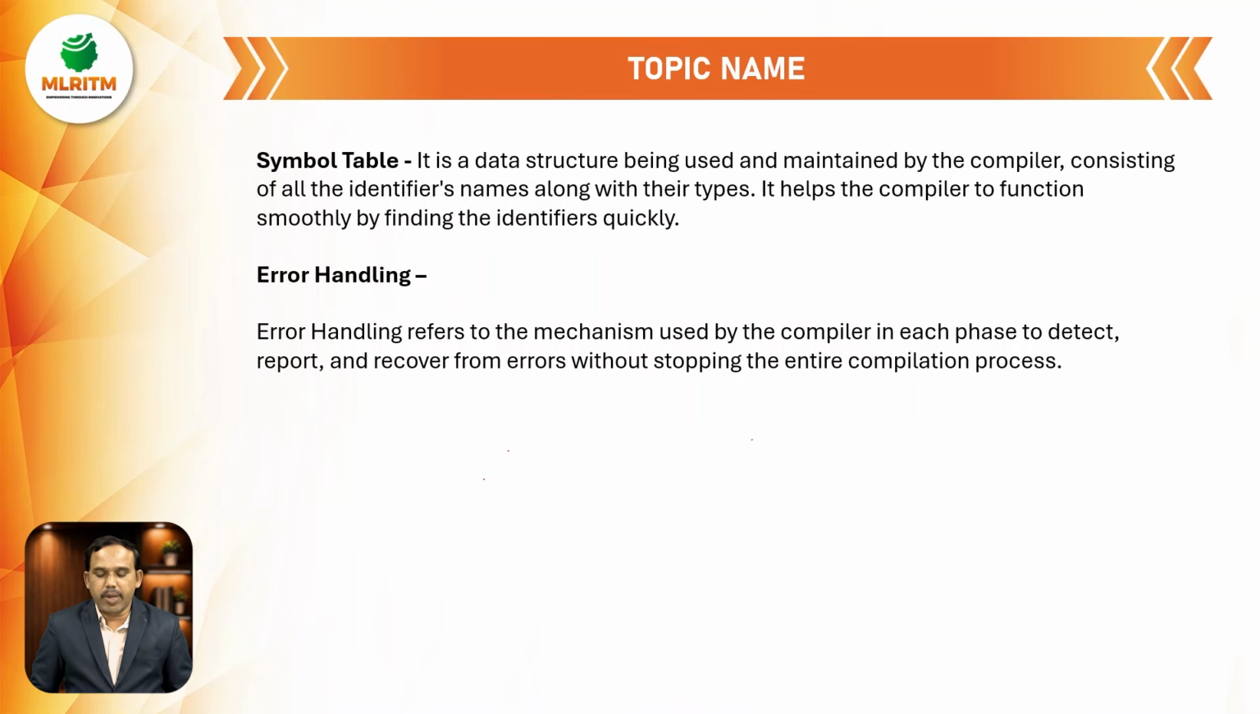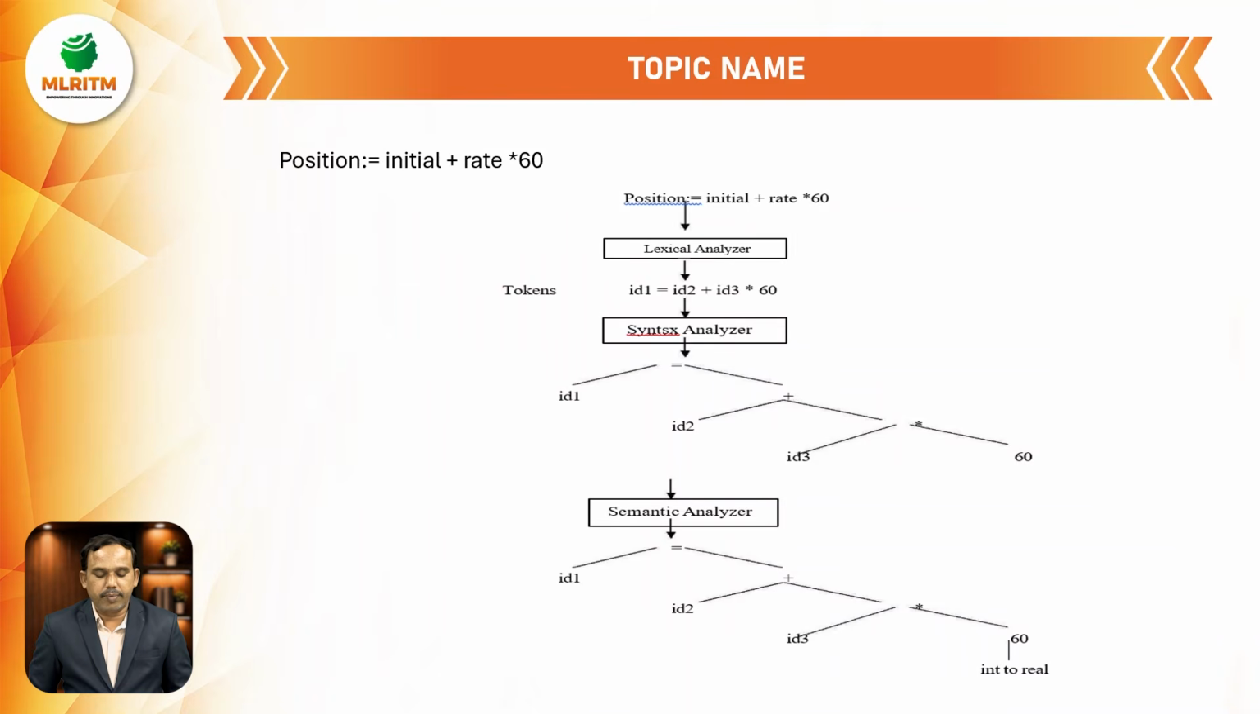Error handler refers to the mechanism used by the compiler in each phase to detect, report, and recover from errors without stopping the entire compilation process. Let us see one example for the phases of the compiler. The input is position = initial + rate * 60.